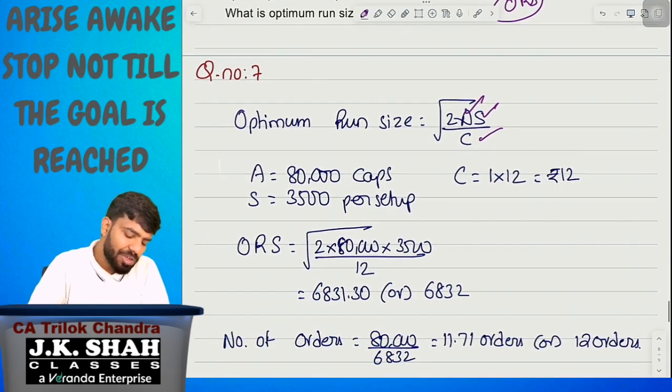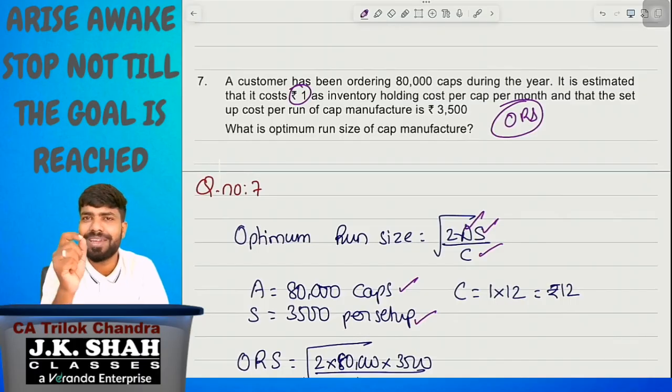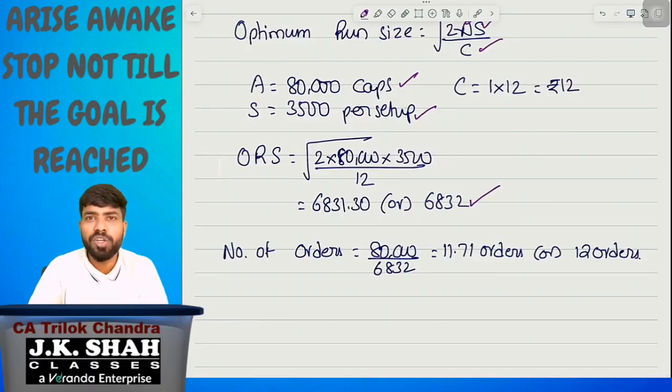Look at here. 80,000 caps they are producing. 3,500 is the per setup cost, and carrying cost in this question is given as rupees 1 per month. Please understand, C stands for carrying cost per unit per annum. Here what they gave is per month, so convert into per annum: 1 into 12 rupees. Substitute the values in the formula, root of 2AS divided by C. You will get 6,832.